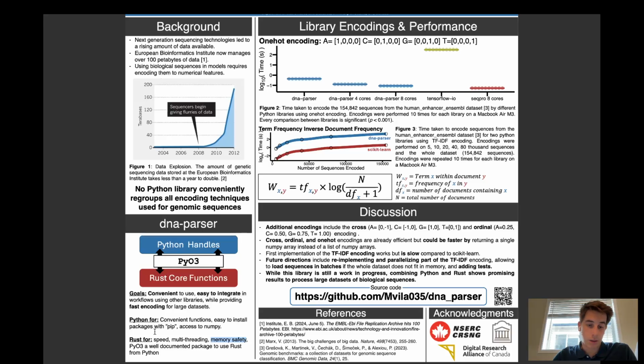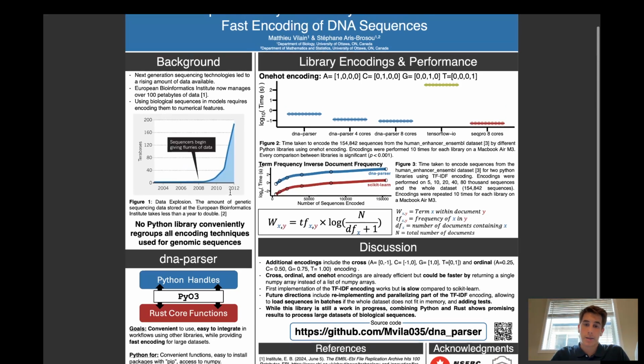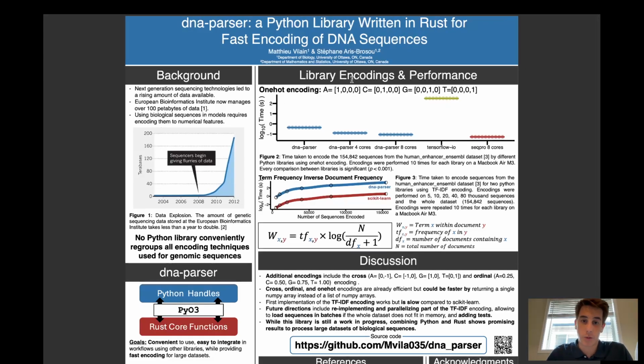PyO3 is also a plus in Rust. It's a well-documented package that links Python and Rust and that converts Python types into Rust types and vice versa. So with this, I started working on a first encoding, which is the one-hot encoding, where every nucleotide is represented by a vector of 4 possible values that take either 0 or 1 as a value. So A would be represented by the vector 1, 0, 0, 0, C by 0, 1, 0, 0, etc.